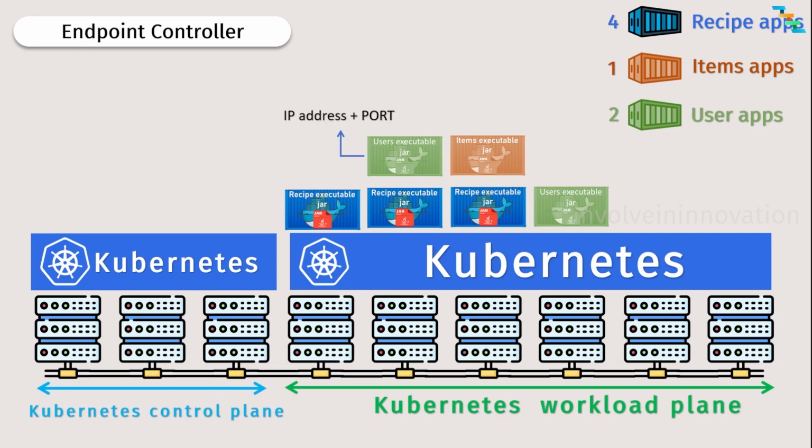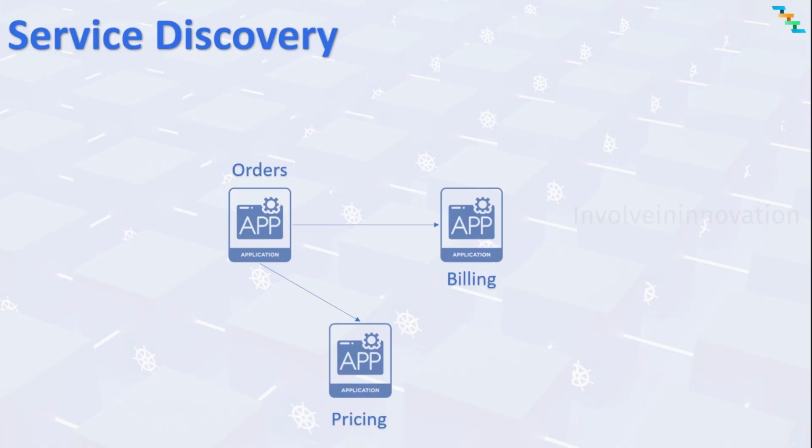Endpoint controller. The endpoint controller manages the endpoint objects, which track the IP addresses and ports of the pods, and ensures that service endpoints are updated as pods are added or removed. Service controller. The service controller provides a stable endpoint for a set of pods. It abstracts the underlying pod instances, allowing clients to interact with the service without needing to know the details of the individual pods. The service controller performs service discovery and load balancing.